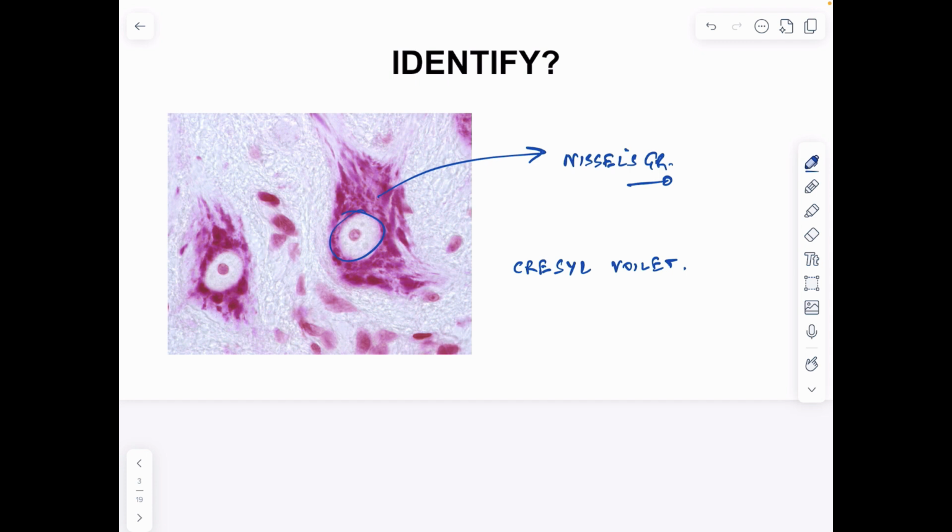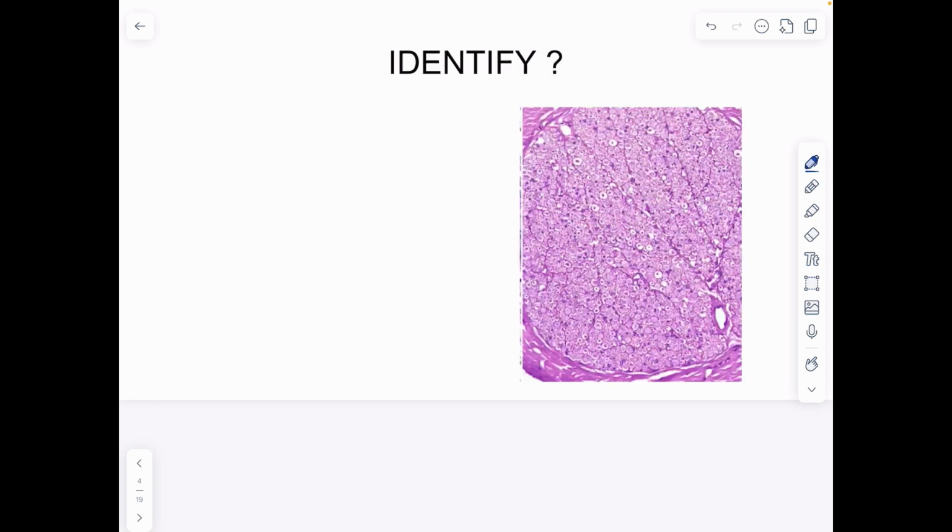And as far as this structure is concerned, it is the nucleus and this one is the nucleolus. So you have easily identified this to be Nissl granules in the cytoplasm of the nerve cell. Next is to identify this structure.